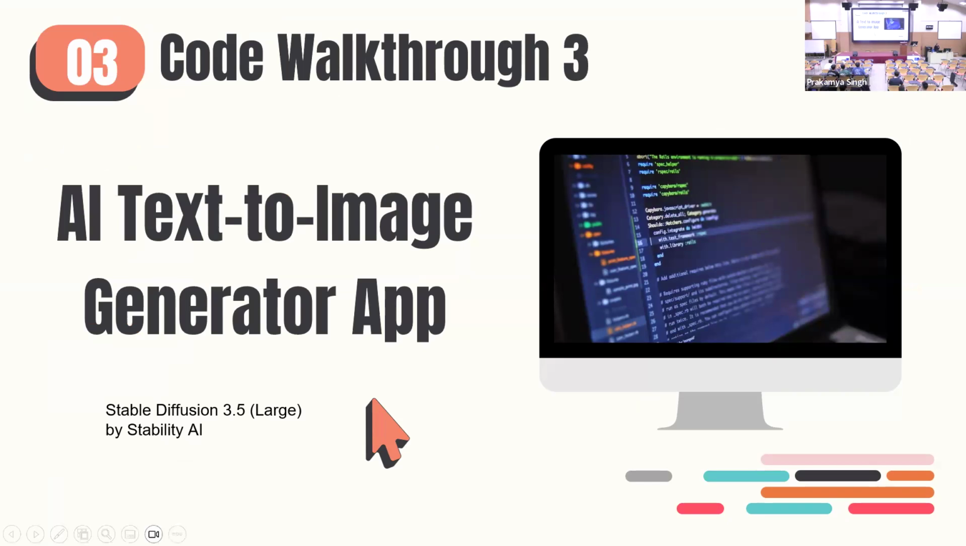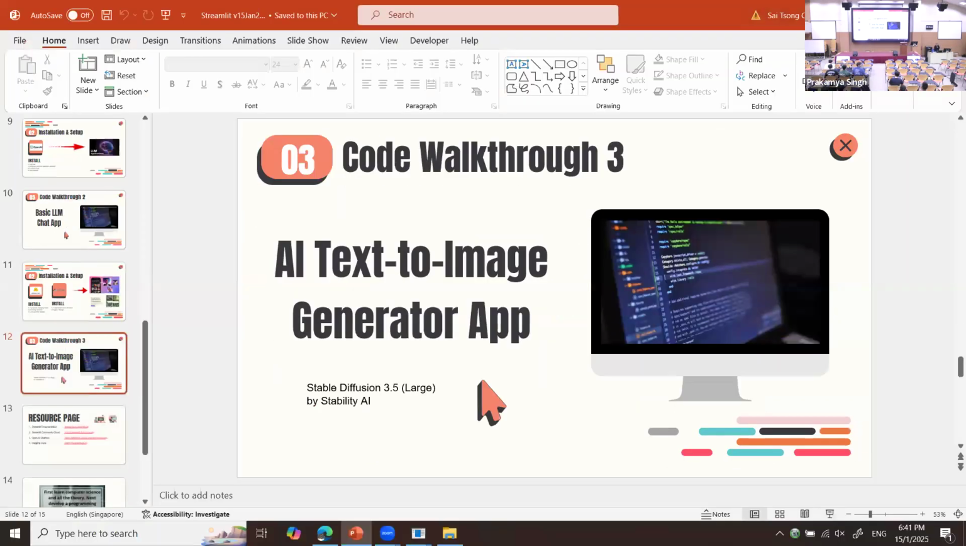Okay, so before I run through the code, I let you know which model I'm using. I'm using the Stable Diffusion 3.5 large model by Stability AI as the model for the image generator. Okay, Stable Diffusion. Okay, so now I'll run through the code.